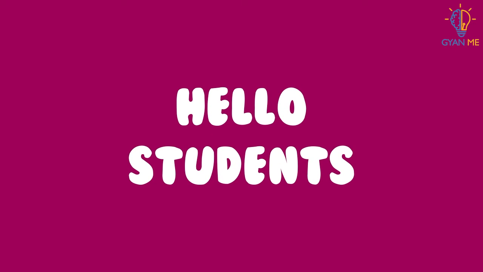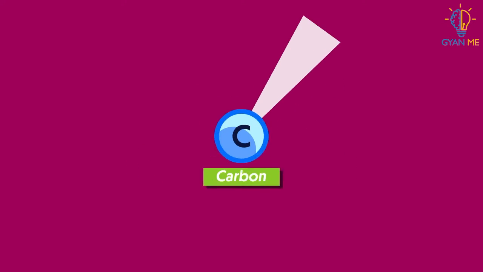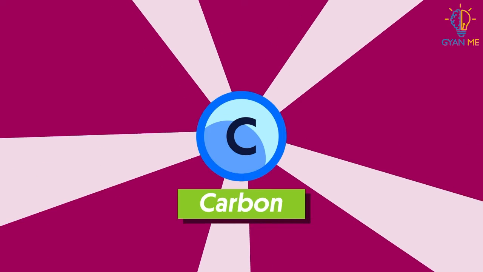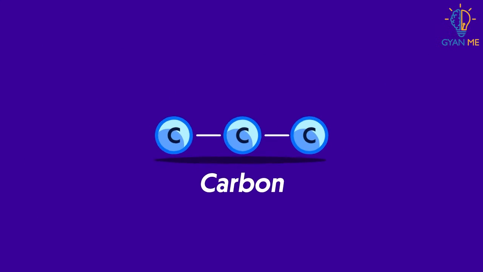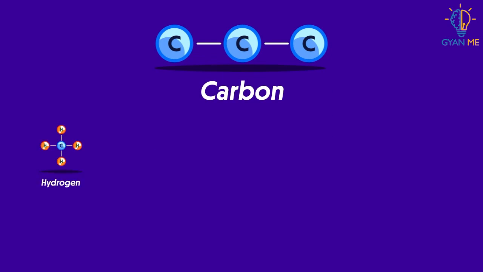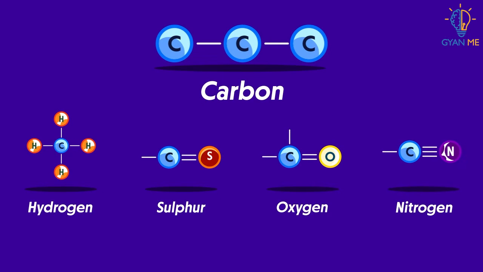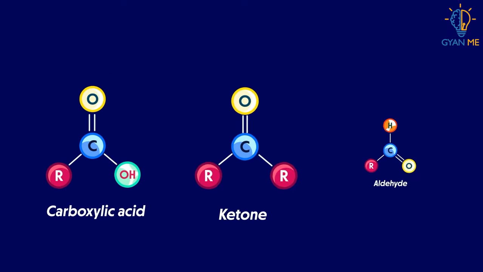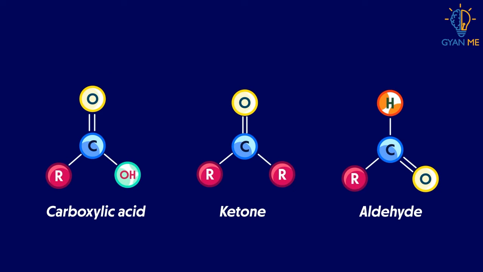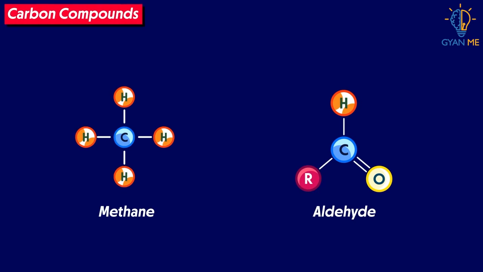Hello students! Previously, we saw that carbon is very versatile in nature. It forms bonds not only with itself but also with other elements like hydrogen, sulfur, oxygen, nitrogen, etc. As we know, carbon can form numerous bonds with many elements. But the most preferred element is hydrogen. Yes, carbon and hydrogen easily form numerous bonds, forming a wide variety of carbon compounds.